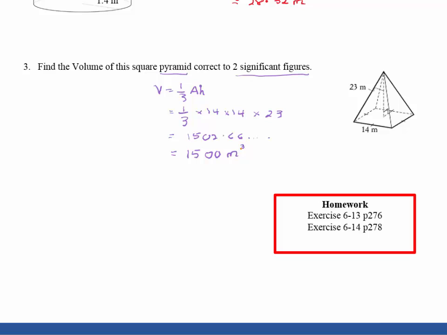So I hope that makes volume very clear to you, and you've all got some work to go on with.